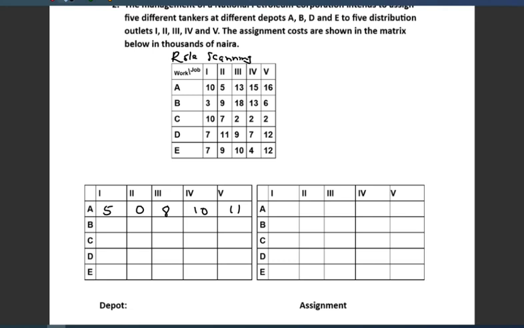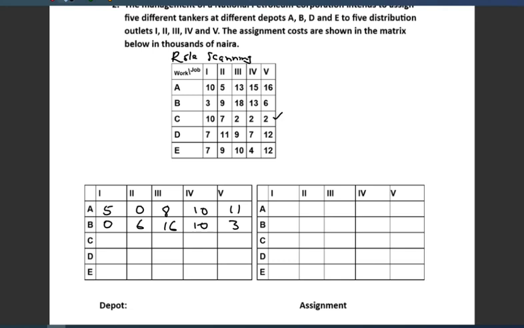We have 3 as the smallest number. So 3 minus 3 is 0. Then we have 9 minus 3, that's 6. 18 minus 3, that's 15. 13 minus 3 rather, we have 10. Then we have 6 minus 3, we have 3. Next we have the next row.